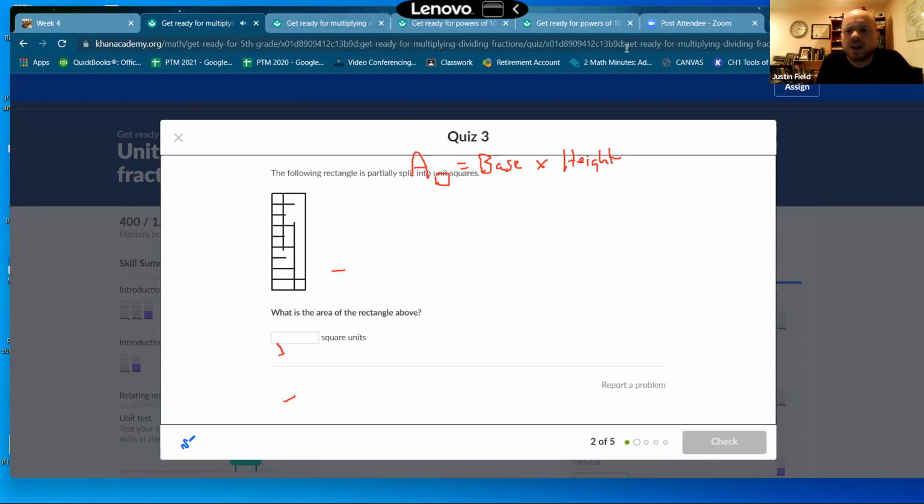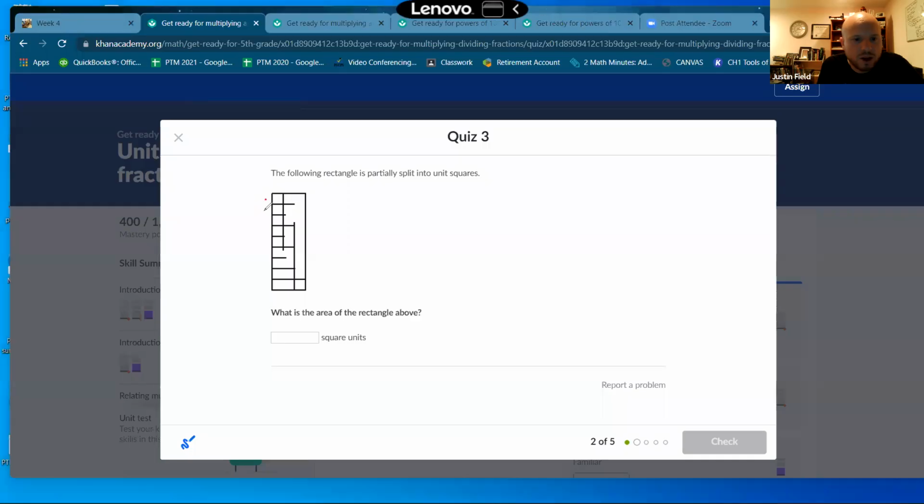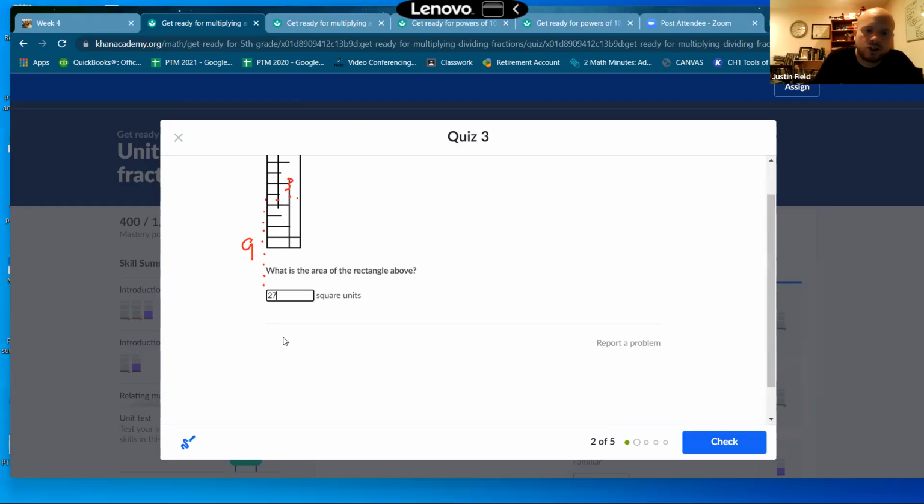Not bad. All right, now what's going on here? The following rectangle is partially split into unit squares. What is the area of the rectangle above? Okay, all right, I see. We want to figure this out here. So it looks like we got 1, 2, 3, 4, 5, 6, 7, 8, 9. So the height is 9, and then 1, 2, 3. I can gather that we have 3 across. So 3 times 9, what's 3 times 9? 27.